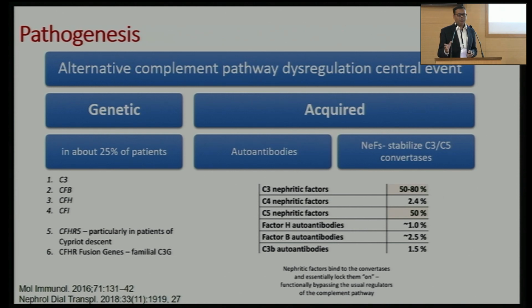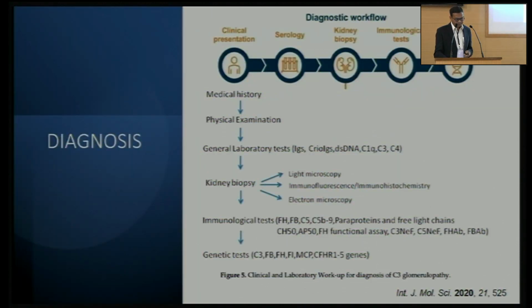But the major abnormality in these patients is the presence of autoantibodies. Most commonly the C3 nephritic factor, which is seen in 50 to 80% of patients with C3G and DDD. Mostly 80% of cases of DDD and 50% of cases of C3 glomerulonephritis. Then there could be C4, C5, and other antibodies also found in these patients, not so commonly. Mainly the C3 nephritic factor and C5 nephritic factor are the most important antibodies found in these patients.